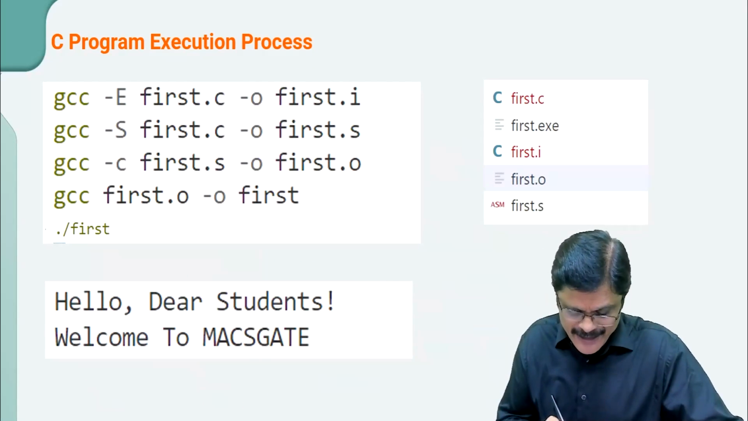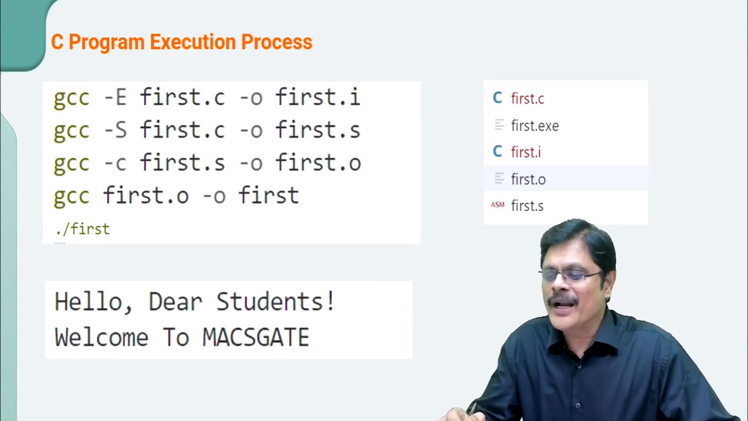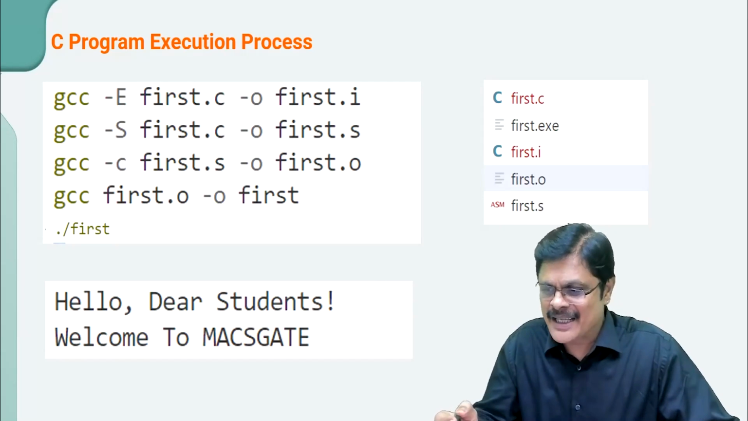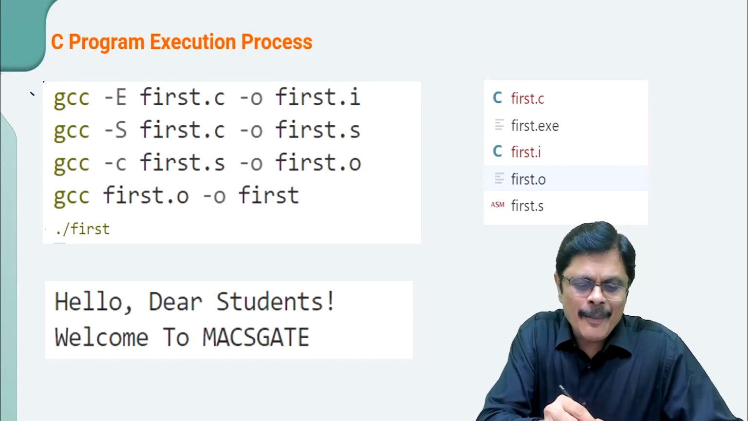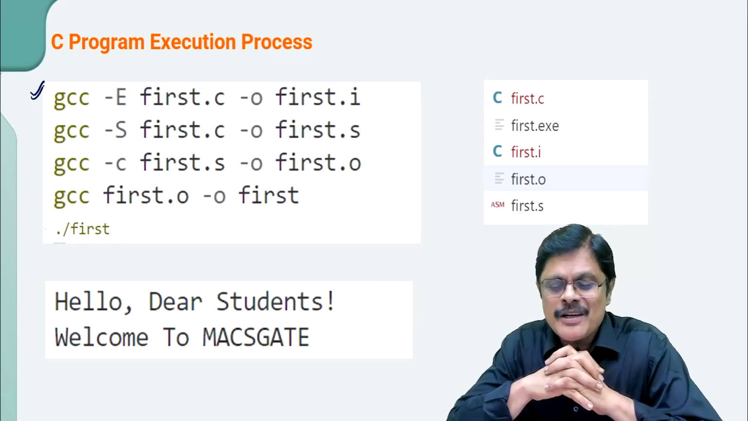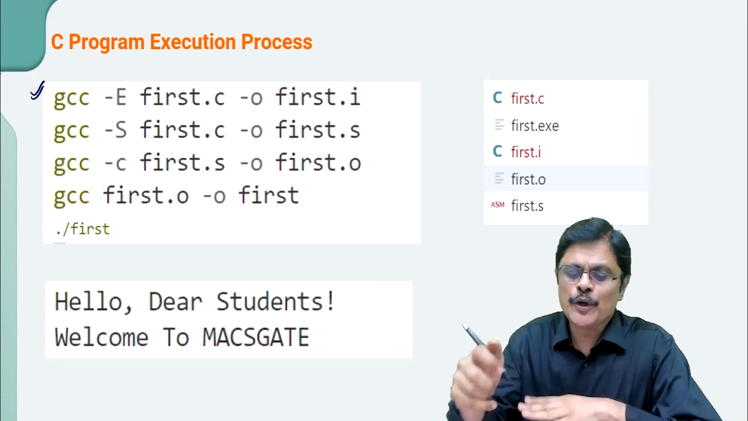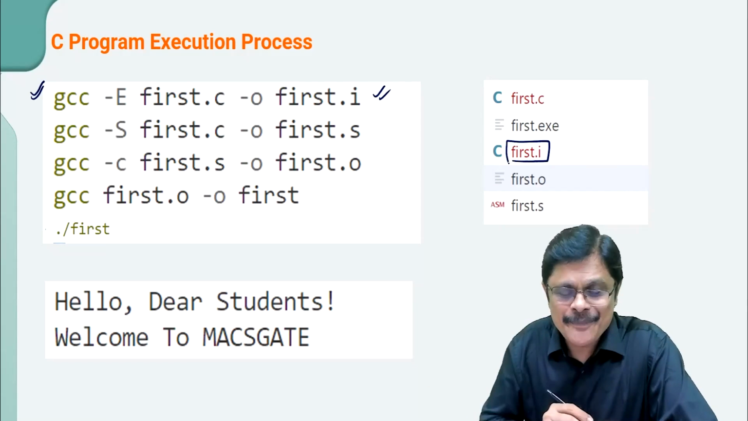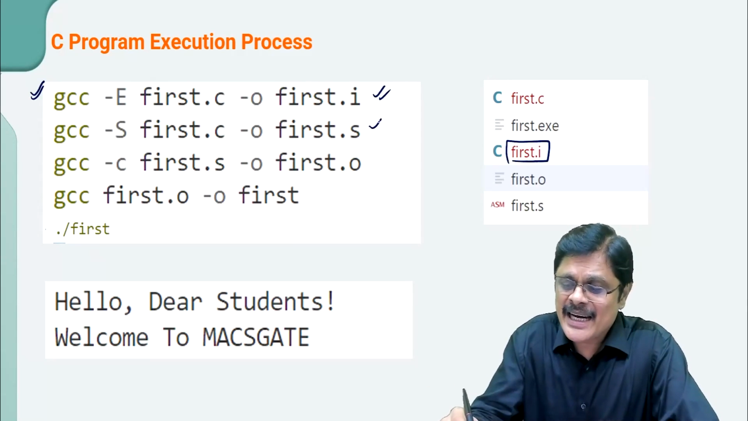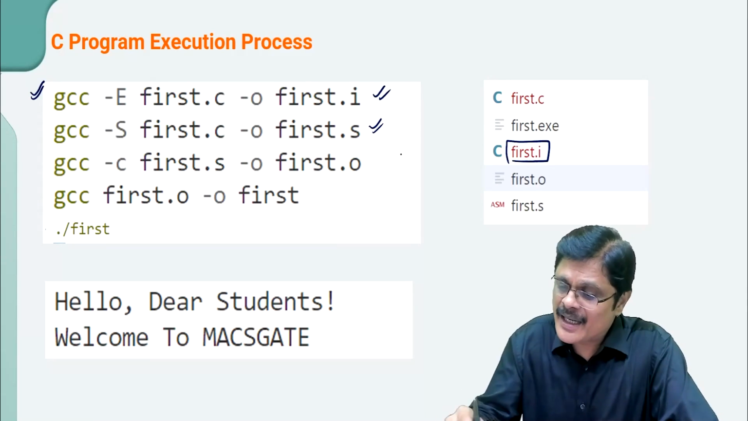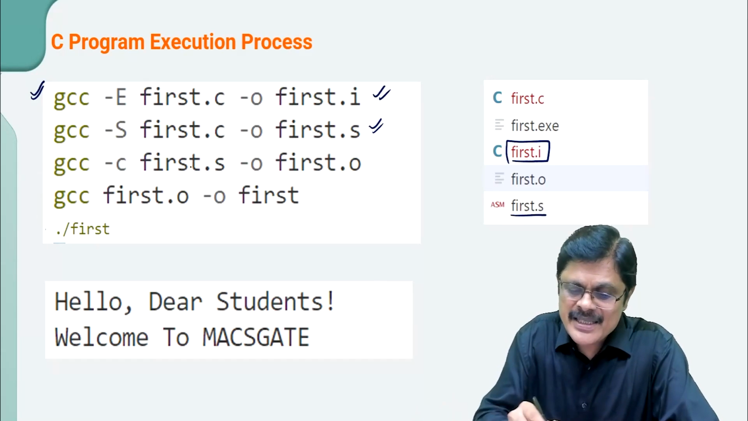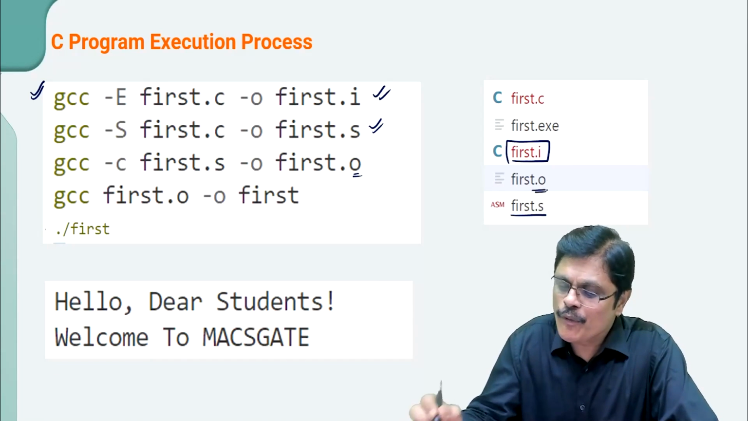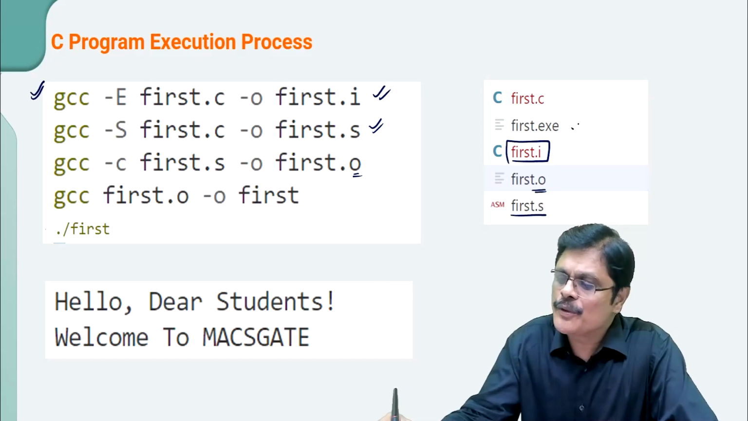And if you want to get this .i file, .s file and other files, in the command prompt, you have to use the following commands, my dear friends. If you use the first command, it will create the first.i file. The second command will create a .s file, whereas the third command will give you the .o file, and this last one will give you the .exe file.